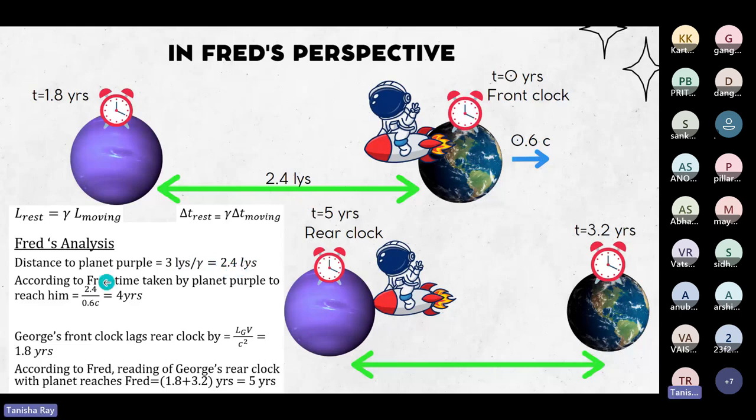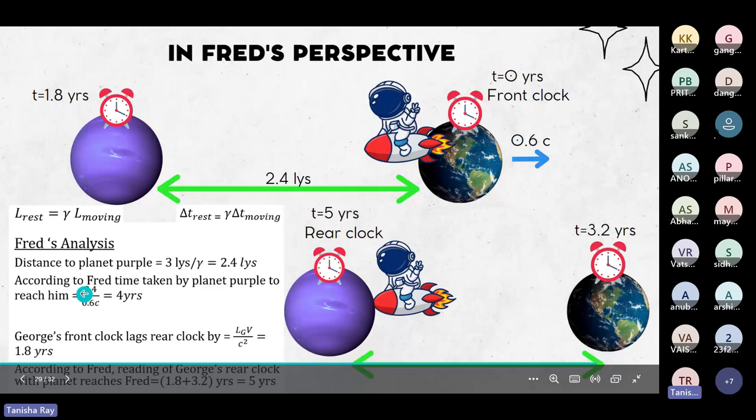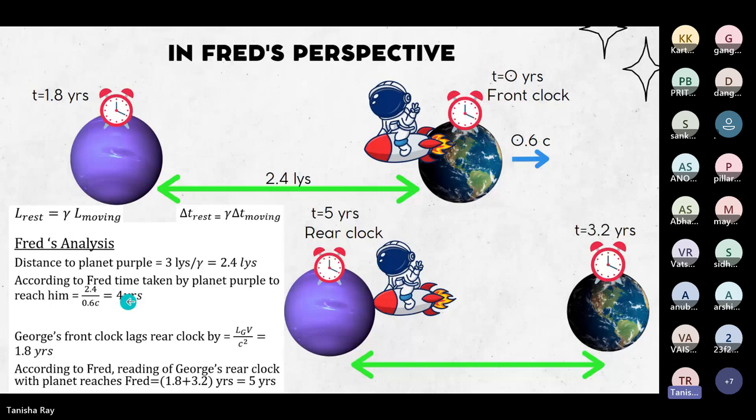Now, according to Fred, the time that will be taken by this purple planet to reach him will be this distance divided by the speed with which the purple planet is traveling, that is 0.6c, and we will get a time of 4 years. Now, this 4 years is in the frame of Fred itself.